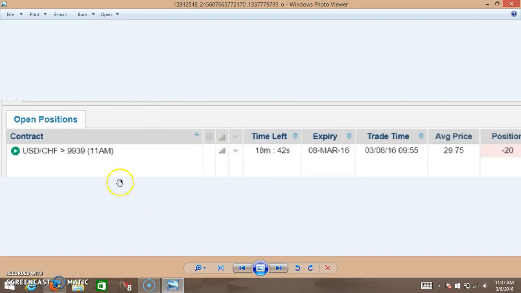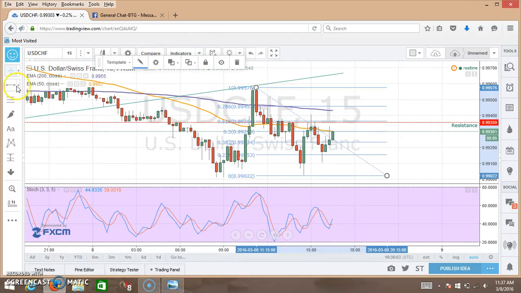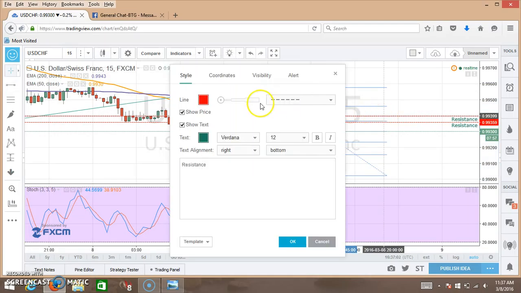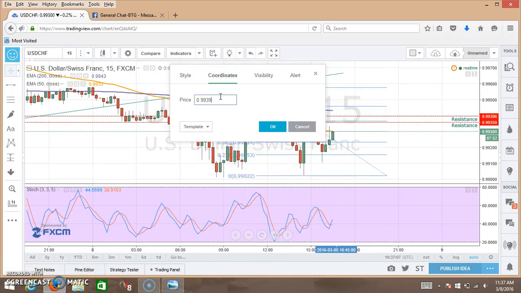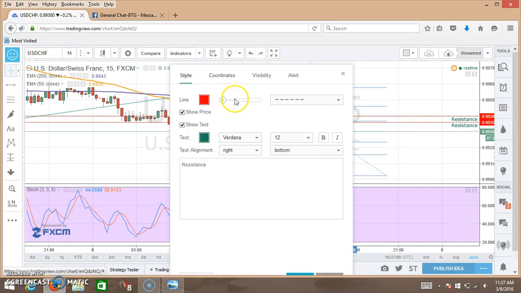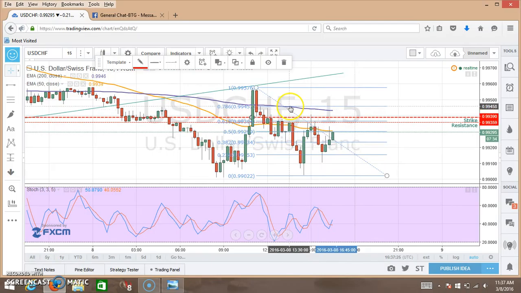Let's see. Yep, .9939 for an 11 a.m. expiry. So where does that put me? Where's that price look on our chart? Let's plot it and then adjust, because I don't think I'm going to get it exact. .9939. Let's make that a little bigger so that you can see. So that's my strike price. And I entered on this nice little spike here.